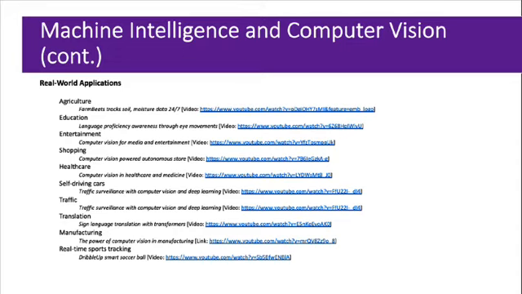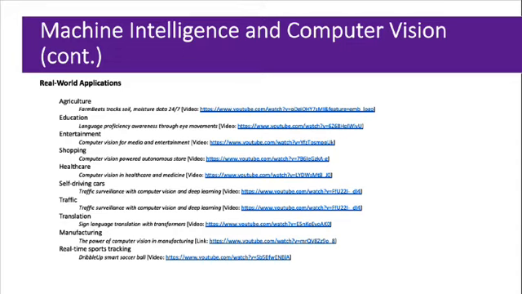Self-driving cars. Identify other cars, traffic signs and signals, lane markers, pedestrians, bicycles, and other relevant visual information encountered on the road. Consider watching machine learning ride in self-driving car. Traffic. Oversee busy intersections for potential accidents and record license plates at road toll stations. Perhaps view traffic surveillance with computer vision and deep learning.